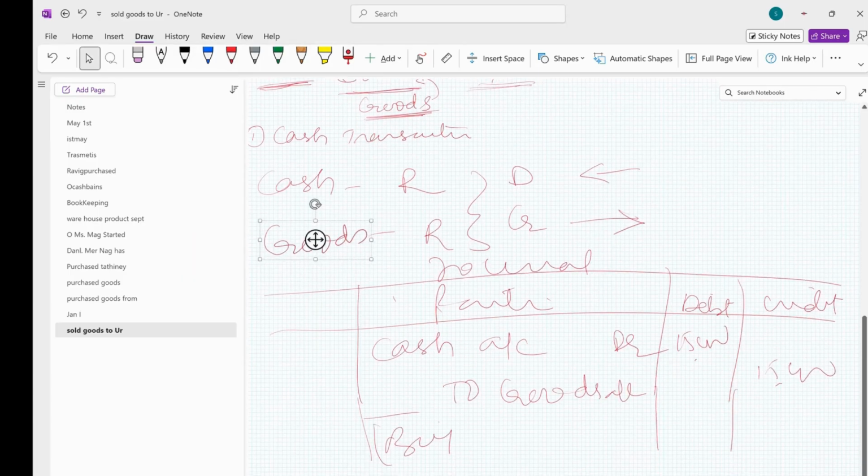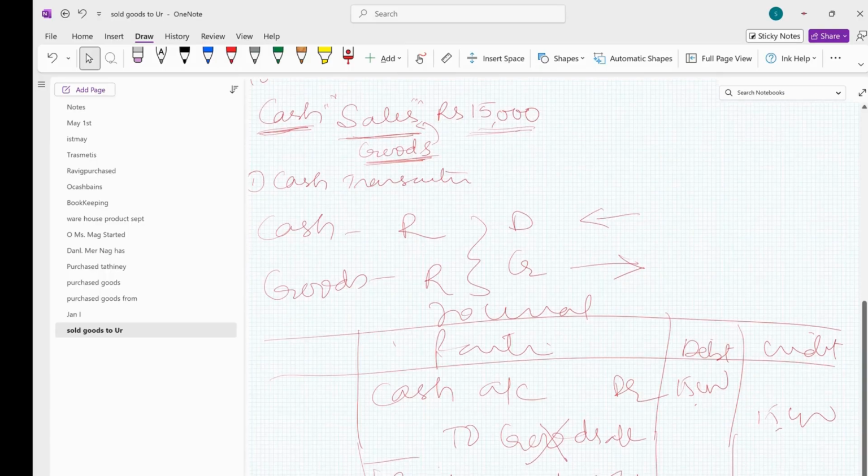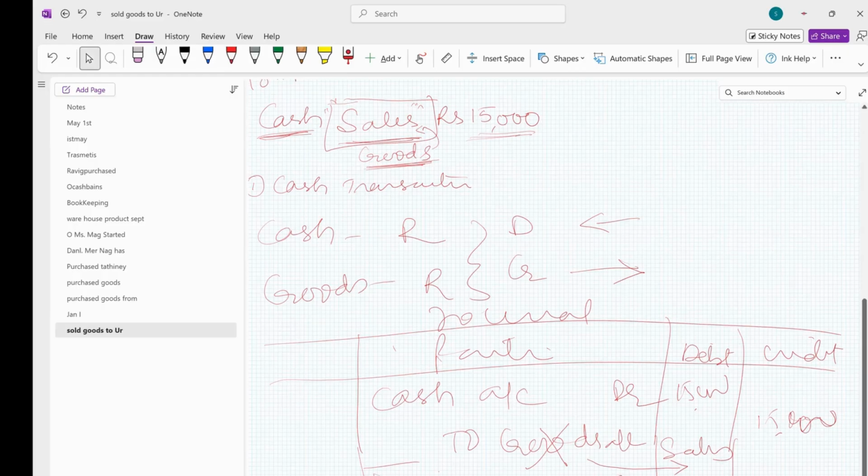So what is the narration you are going to write? Being goods sold for cash, 15,000. But in the journal entry, you should not write goods. What is the nature of transaction here? Sales. So instead of goods, you are going to write sales. Now the entry is cash account debit to sales account, amount 15,000. Okay, take down this.